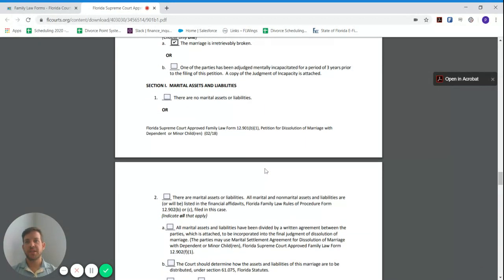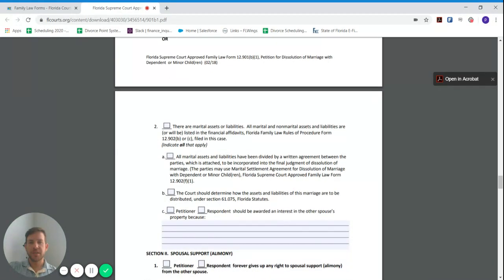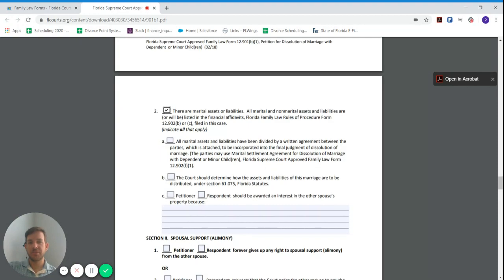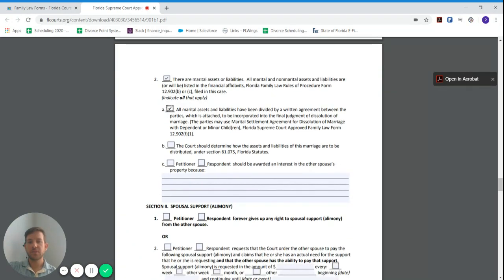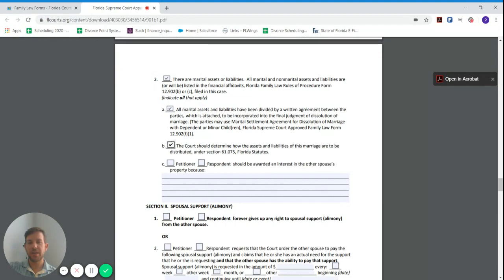Marital assets. There are plenty of cases where there are no marital assets or liabilities. Shorter-term marriages, people just don't have any money. Just go ahead and click that option. Now, if there are marital assets, you're going to select that they're going to be listed in the financial affidavit, which of course they need to be, and that you want them divided up pursuant to a written agreement between yourself and your spouse. Or if that's not an option and you don't think that's automatically going to happen, then you should always check this next box: the court should determine how the assets and liabilities of this marriage are to be distributed.